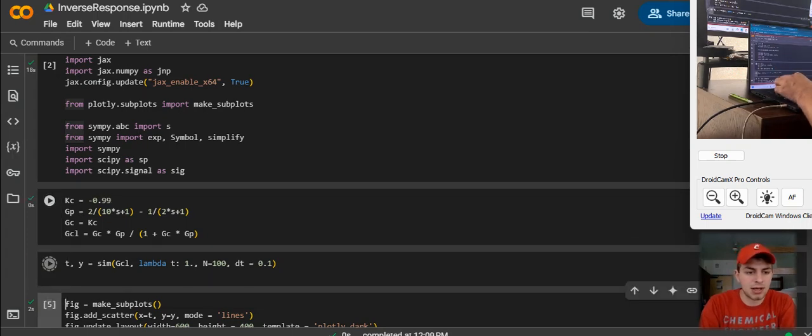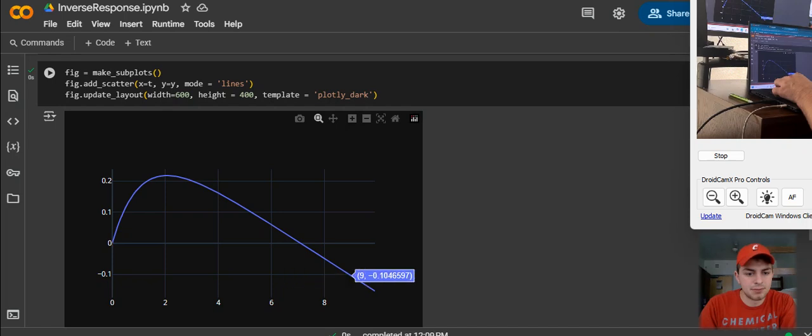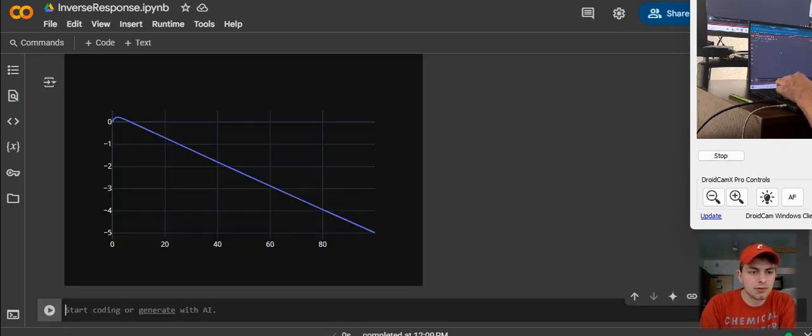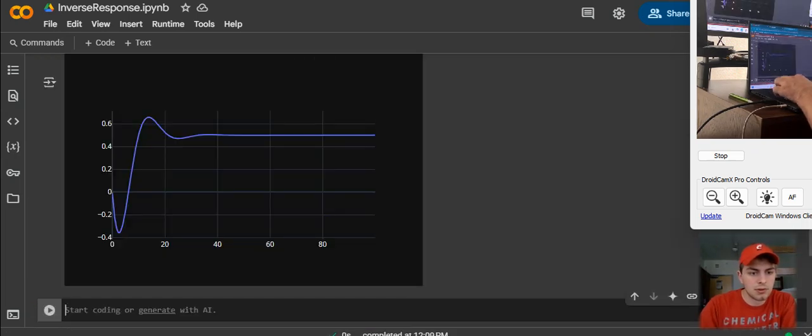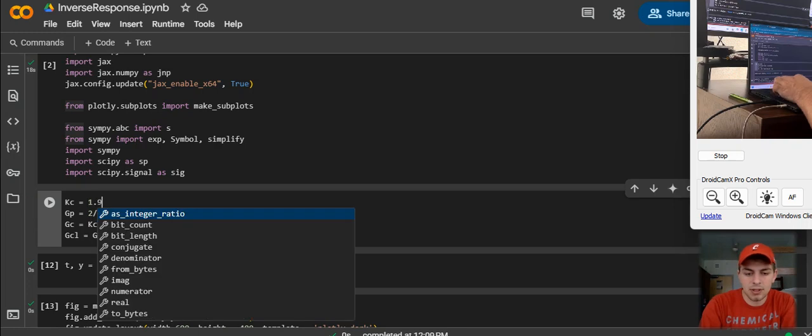Let's do negative 0.99 as our KC. Let's actually run this a little bit farther. Okay, yeah. So we're running pretty unstable there. But we can see if we get back in kind of our bounds of KC, we go to a pretty stable system. Let's go to 1.9.